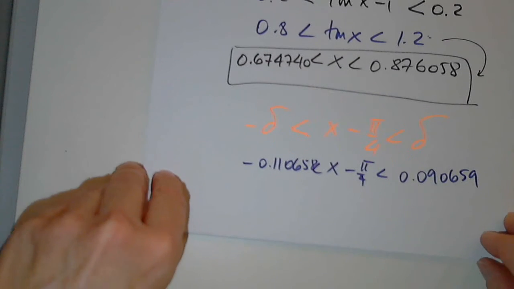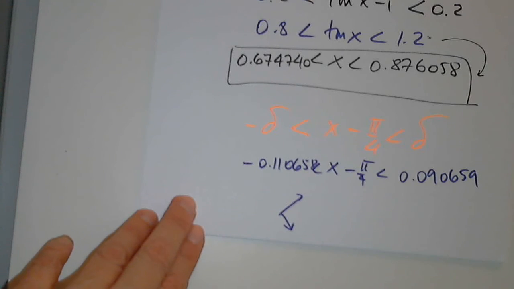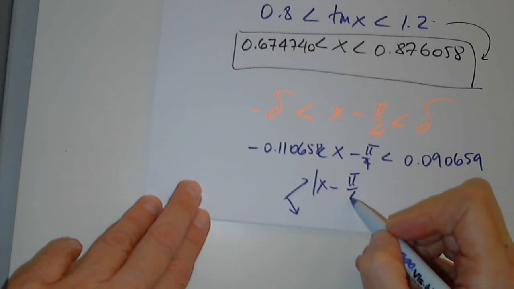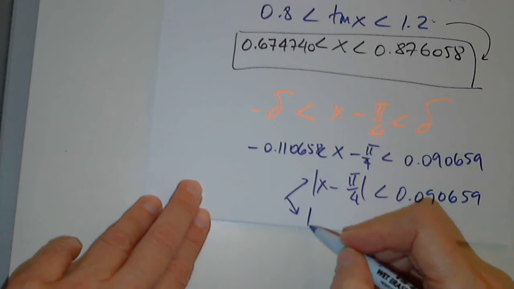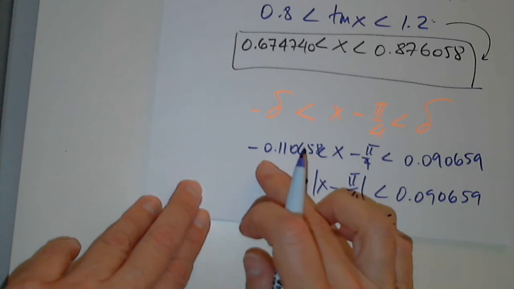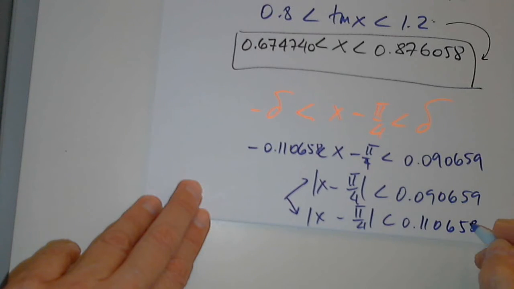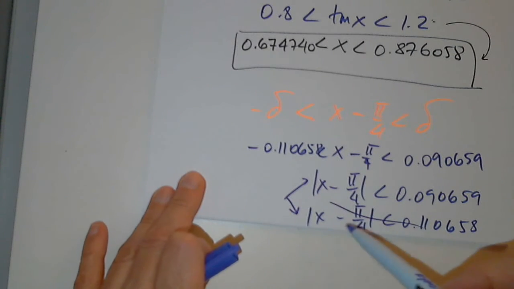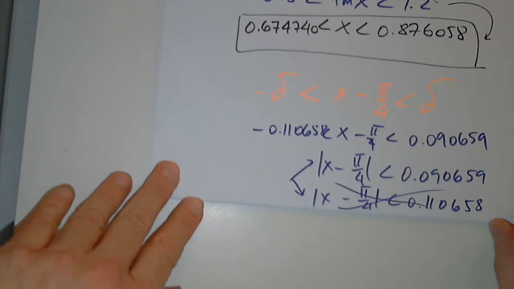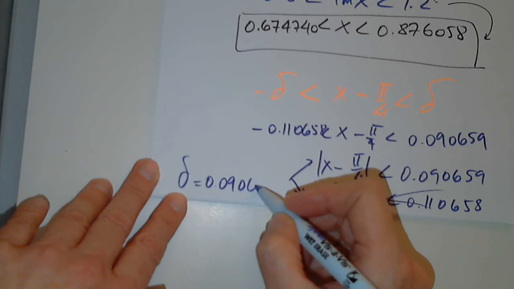So now I know that I have two options. Not really, but let's write both options. I have the absolute value of x minus pi over 4 to be less than this number, or the absolute value of x minus pi over 4 to be less than this number that will include positive and negative. But we know that we must select the smallest of the two. So therefore, delta is, or anything smaller if you want, 0.090659.